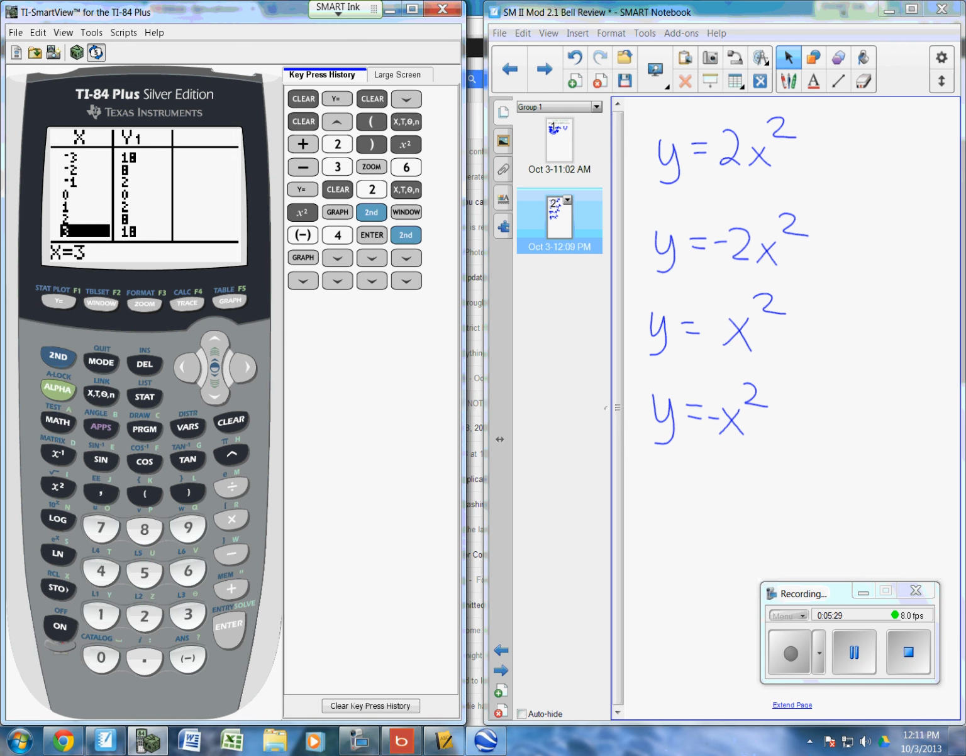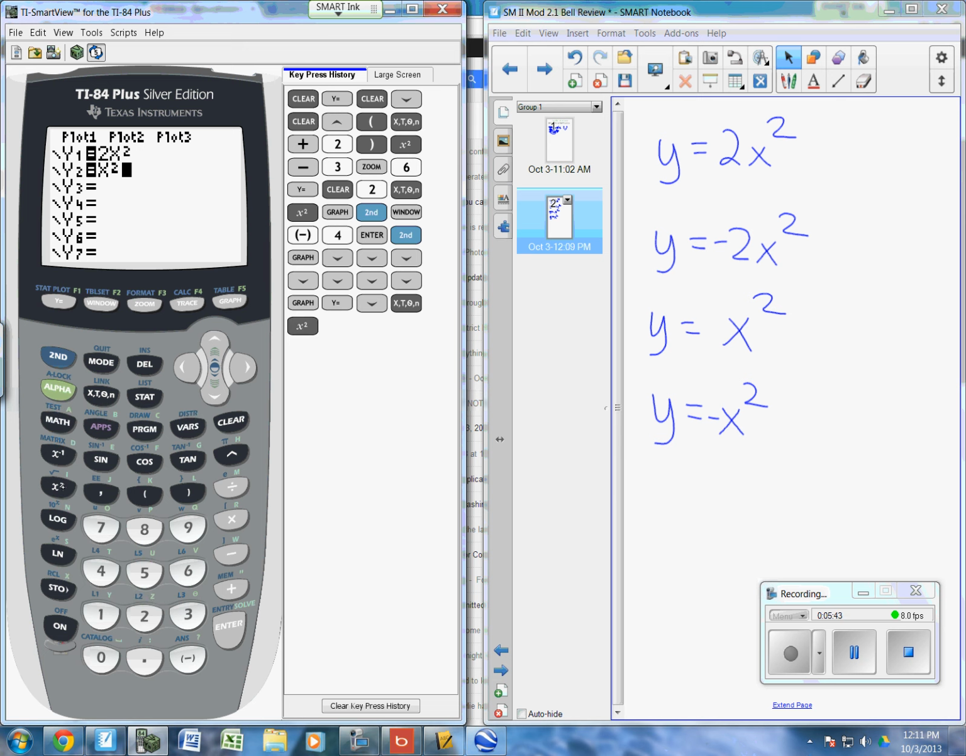Then we can look at the graph and see what it looks like. If I wanted to compare it to another one, I can put the other one on. I'm going to go x squared this time. Just x squared. And if I want to compare that one, there's the graph.